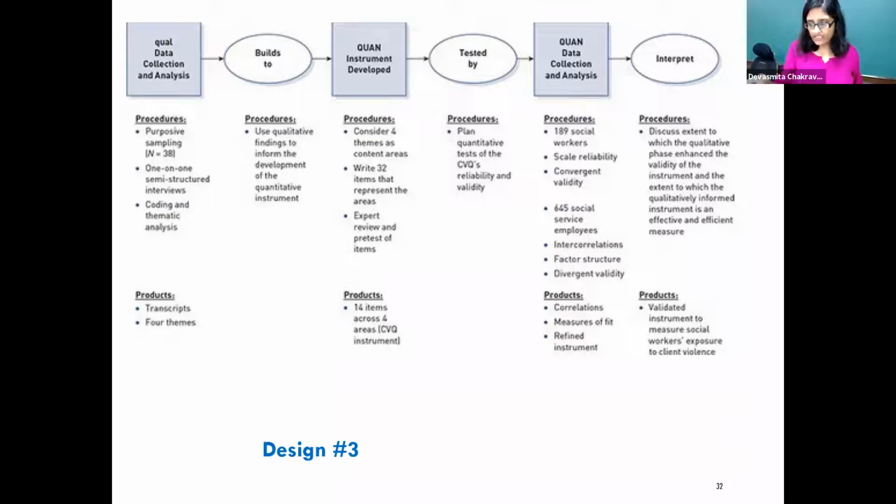And just to answer another question here, that qual is 20, quant is 1000, but sample frame is same. Exactly. Your sample frame will be the same.